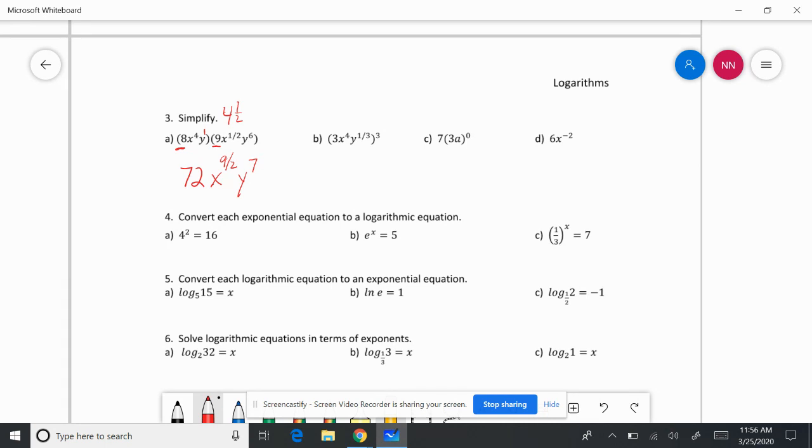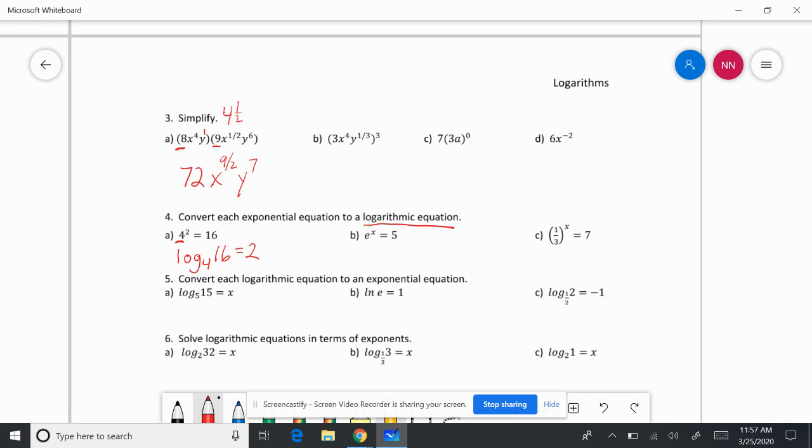Now, if you remember from the very beginning, what we're doing is writing each in a logarithmic equation. This is our base number. So we're going to do log base 4 of 16 equals 2.